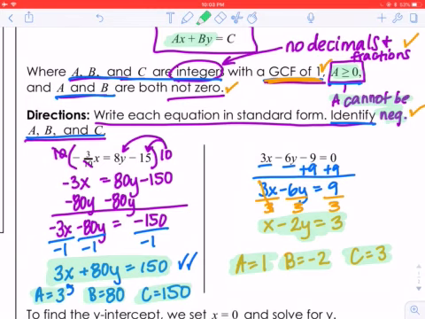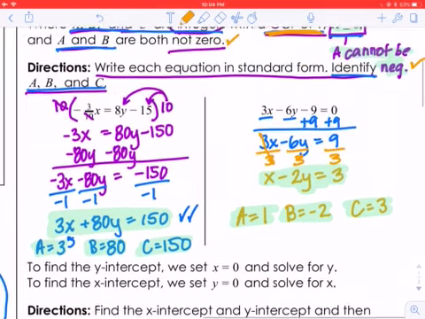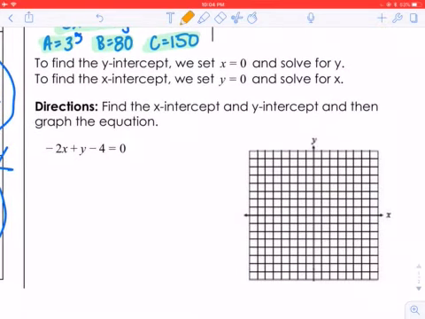All right, take a breath. If you're feeling stressed out, that's okay. We're just going to do one more thing here. So we're going to practice this same skill, writing in standard form, and we're going to use it to find the x and y intercept. So first, I'm going to write this in standard form. So I'm going to take the 4 and move it over. I have negative 2x plus y equals 4.